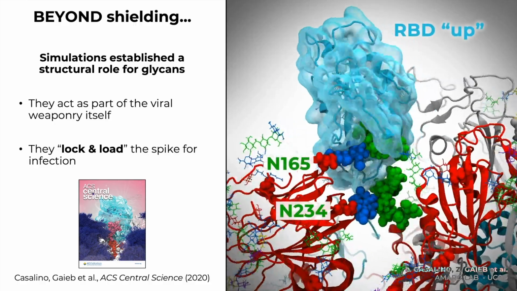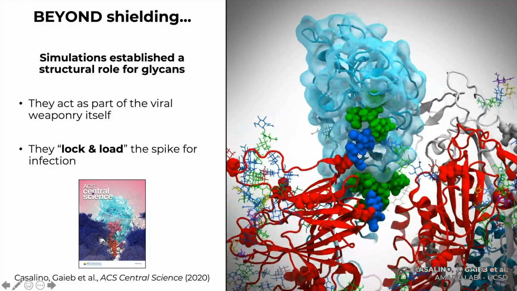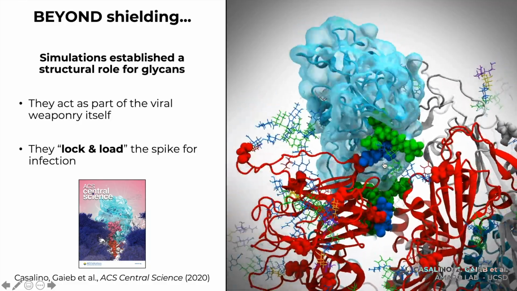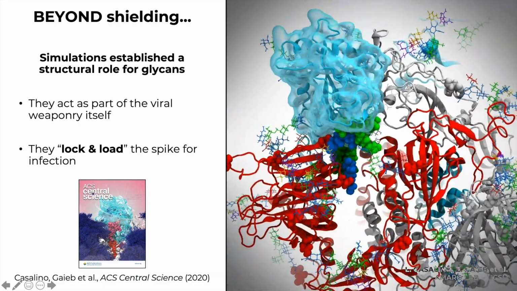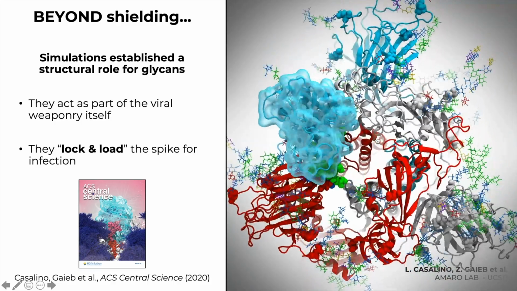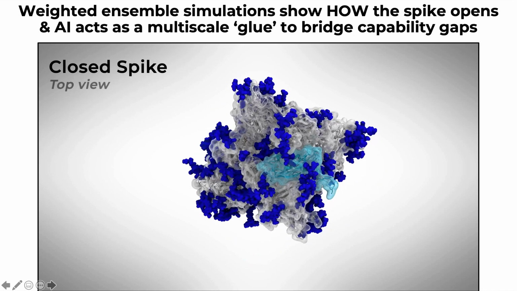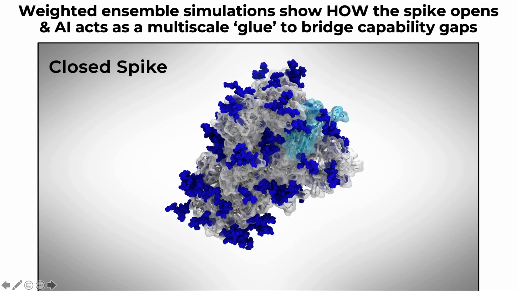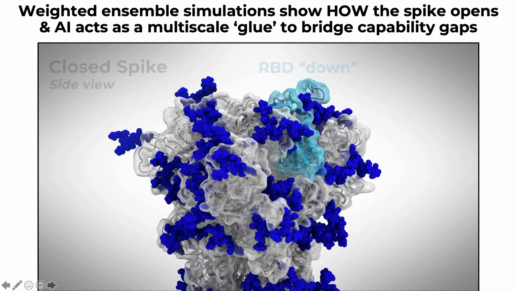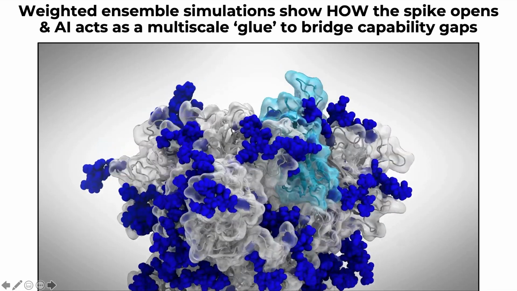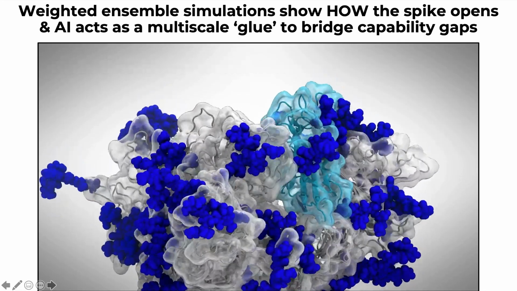Beyond shielding, our work also established a structural role for the glycans. As you can see here, there are 2 glycans in particular that almost act like a kickstand on a bicycle, propping up this receptor binding domain in the open conformation. These basically are locking and loading the spike for infection. Weighted ensemble simulations at scales never before achieved show us how the spike actually opens. And what's so important about that is knowing the pathway of opening presents new opportunities for drug design. One can start to imagine finding molecules that will trap the spike in particular conformations to halt the infection process.